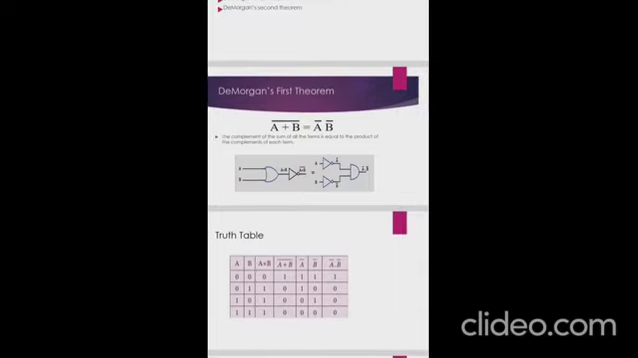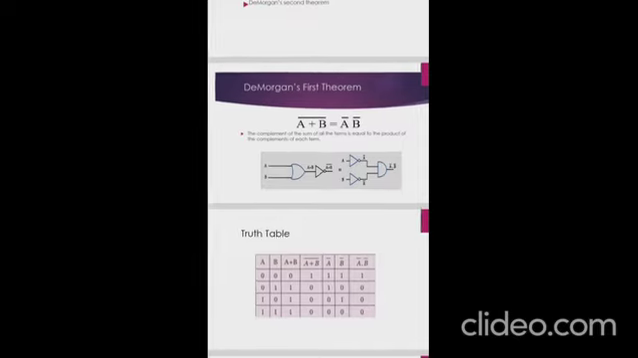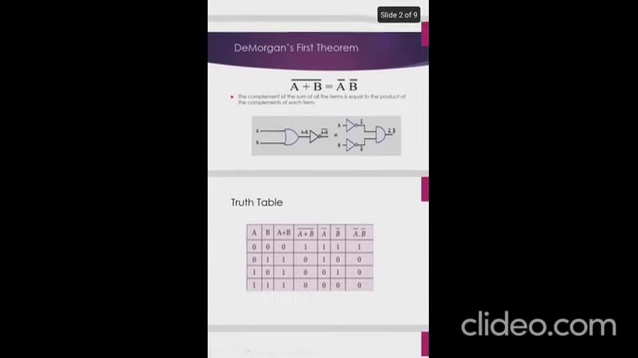De Morgan's first theorem states that the complement of the sum of all the terms is equal to the product of the complements of each term. Here, we consider only two elements A and B. A plus B whole bar equals A bar into B bar. Here, bar represents complement. So we are going to express this as a diagrammatic representation.